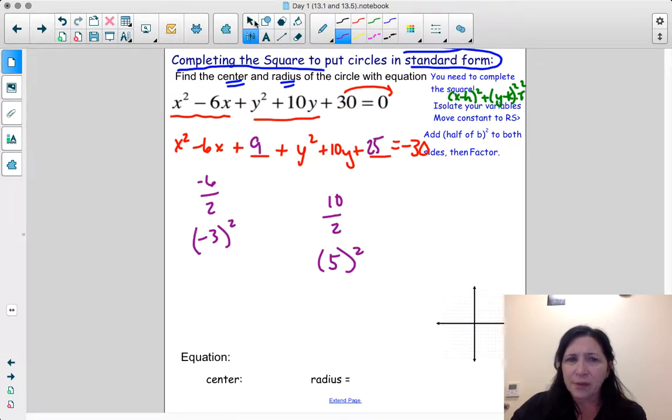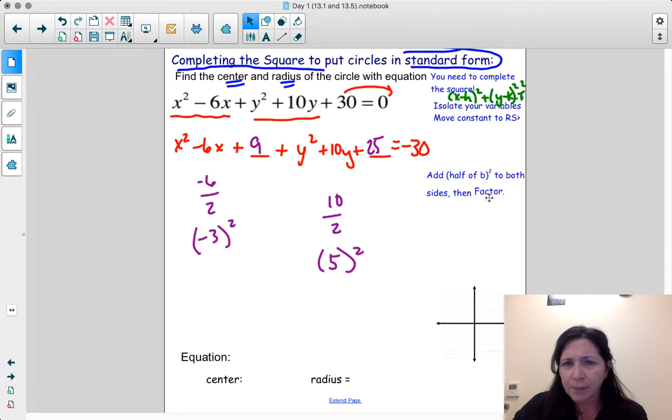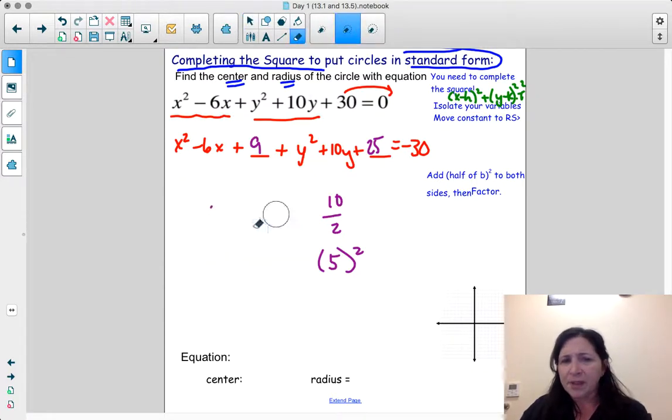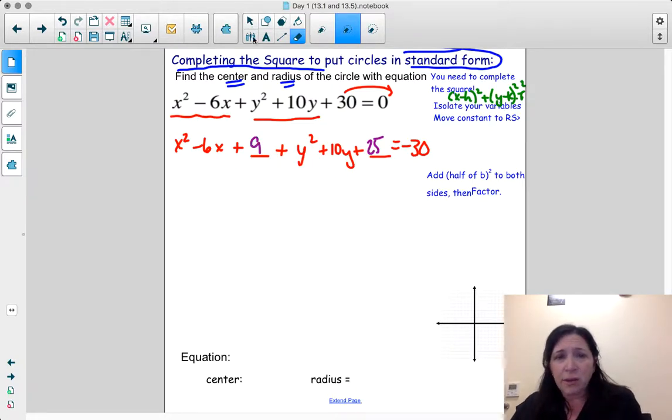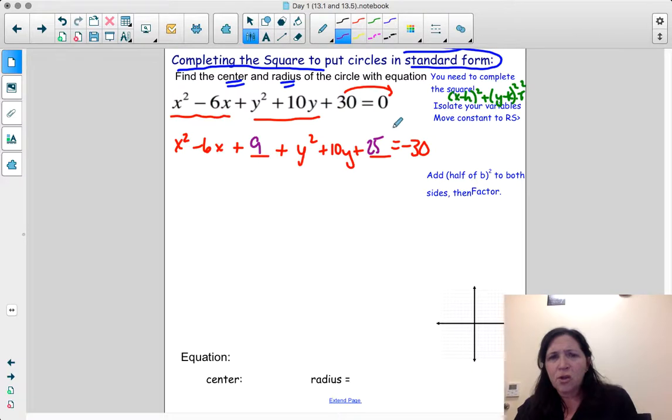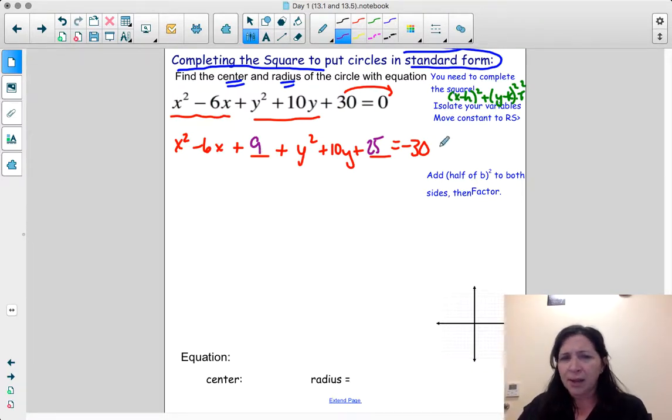Now, here's the deal. When you're doing this problem, you should notice that this is an equation. See the equal sign? That's an equation. And what that means is that whatever you do to one side, you have to do equally to the other. So if I added 9 to the left side, I do need to add 9 to the right. And if I added 25 to the left side, I am going to add 25 also to the right side, because it is an equation and I need to do the same thing to both sides.